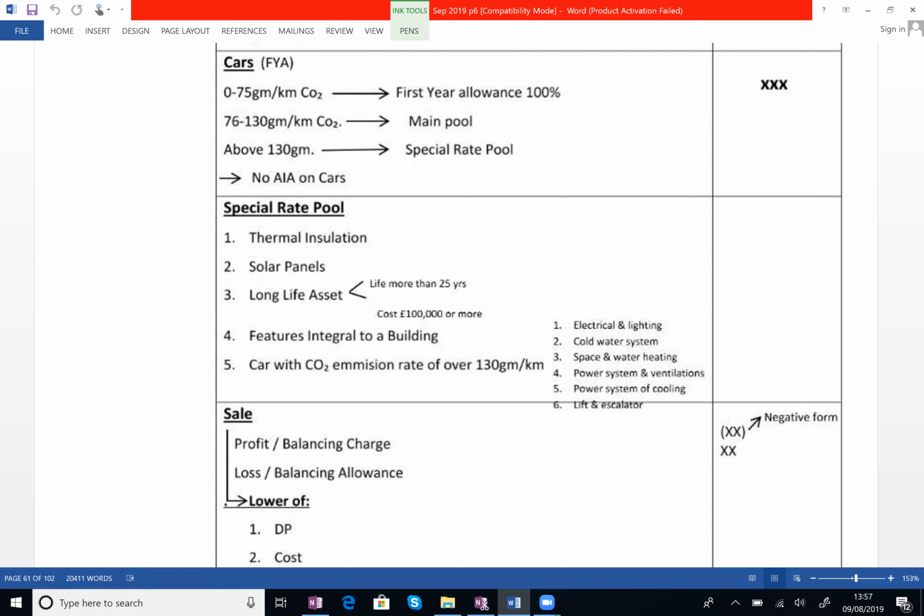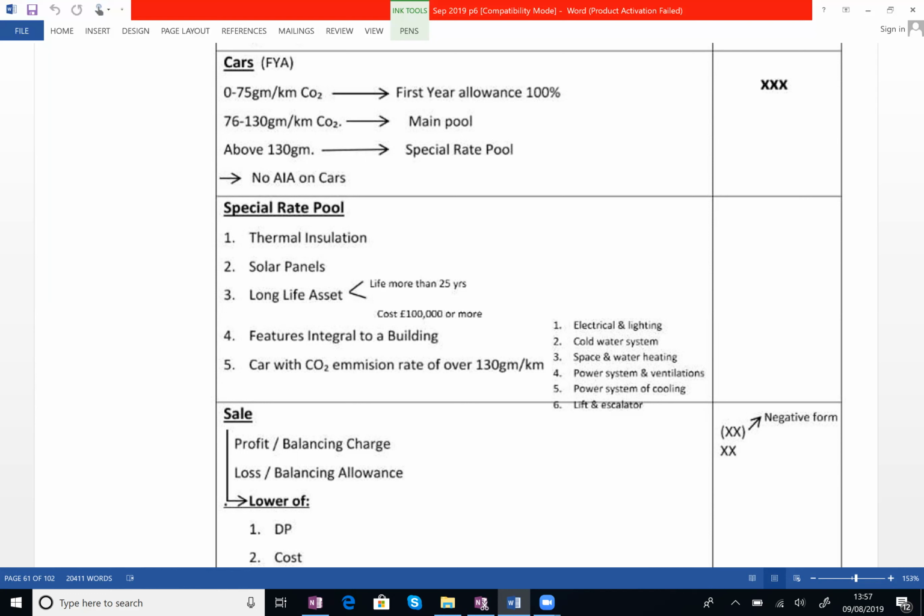So in the special rate pool, number one, thermal insulation, number two, solar panels, and number three, long life assets, meaning life more than 25 years and cost 1 lakh or more, always include in the special rate pool column. Number four, features integral to a building. In a building there are many integral features. Which features, you can see in the list above.